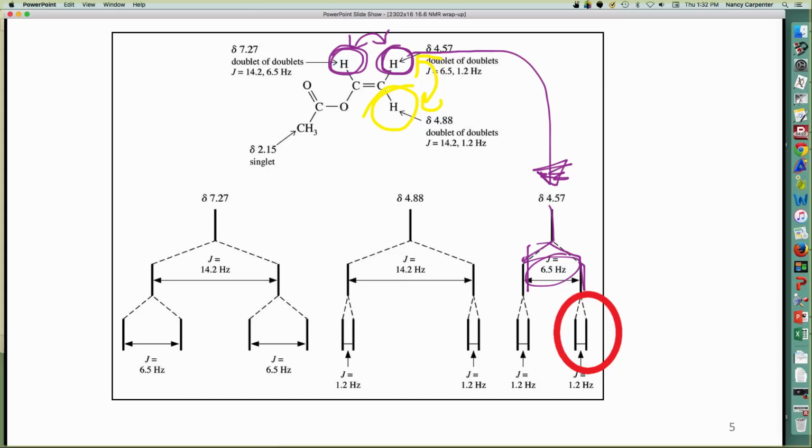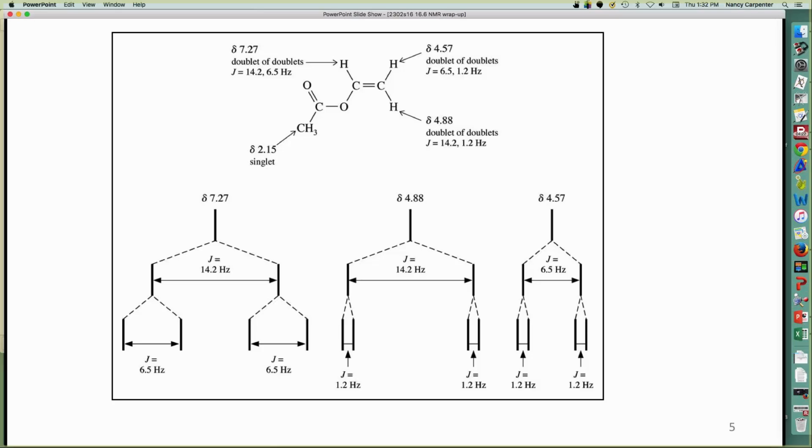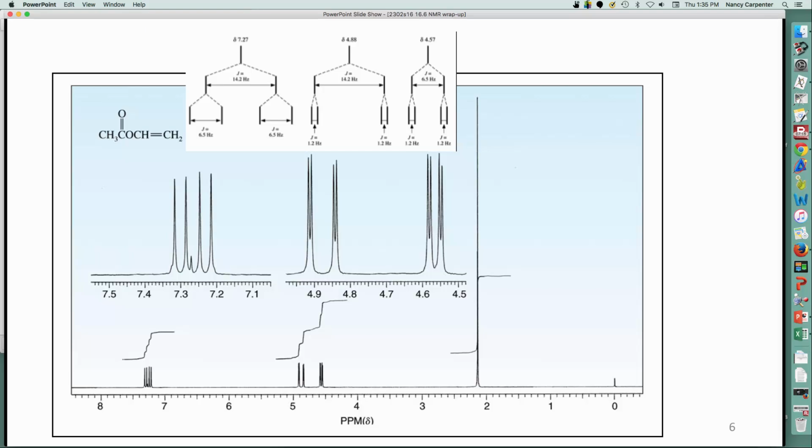Little teeny 1.2 hertz. So while my doublet of doublets on the far left, furthest downfield, looks like this, a big old gap and then a big old gap. Over here on the far right at 4.57, it's a little teeny gap, big gap, and then a little teeny gap. So we can do that for all three of these hydrogens, and then we'll just pull it all together and show you the tree diagram superimposed on top of the spectrum, and you can see that in fact they really do reflect what we were plotting out in the tree diagram.